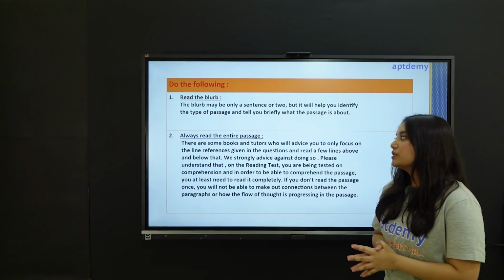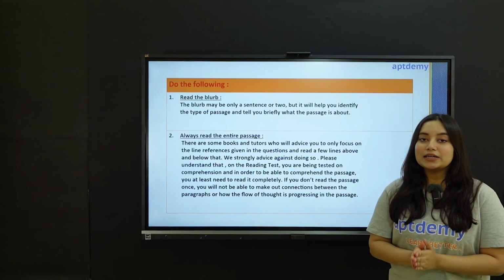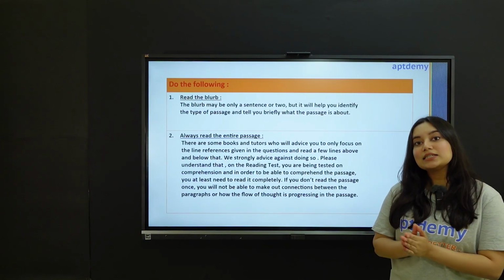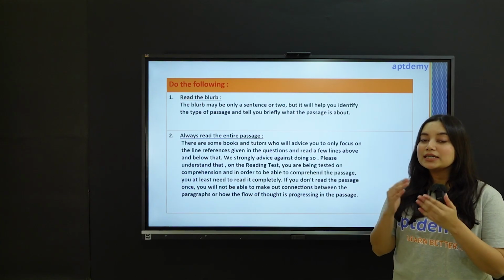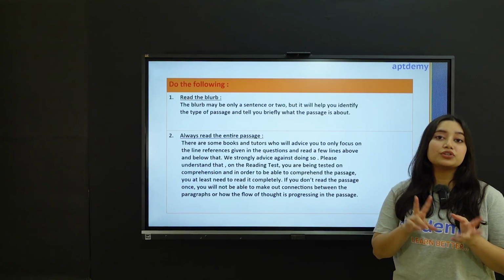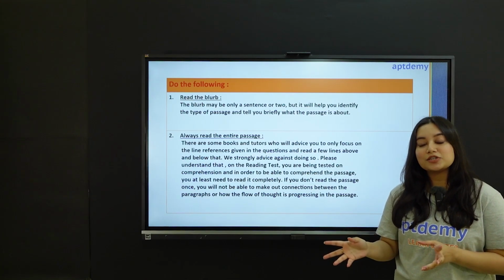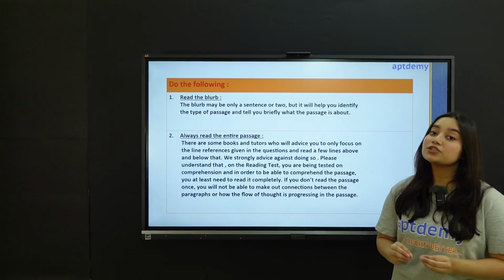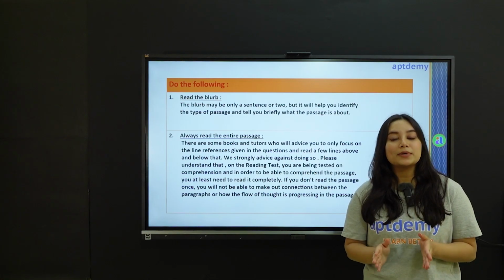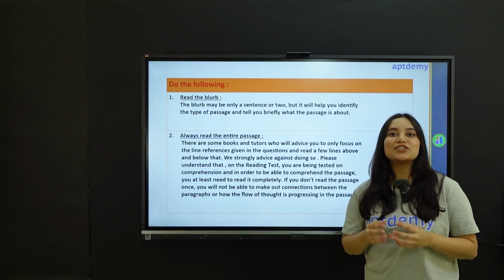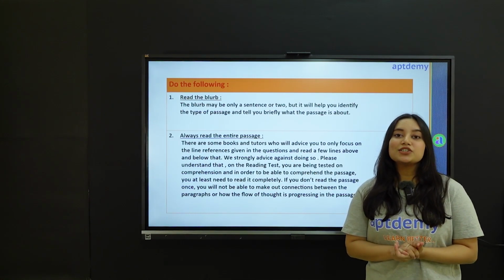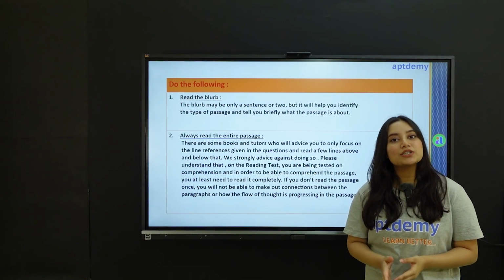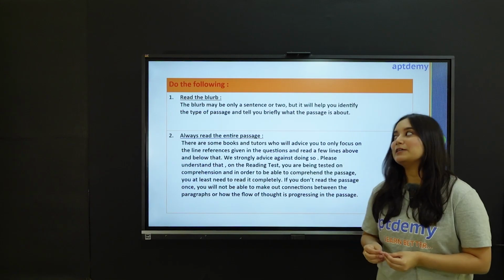The second thing that you can do is always read the entire passage. Many books and many tutors will advocate against this. They will advise you not to read the entire thing and to just read 2 or 3 lines above the question that is mentioned. Do not do that. We do not advise that, and that's not a good strategy, because remember that SAT is taking this reading test to assess your comprehension skills. And how will you comprehend a passage if you don't read it completely?